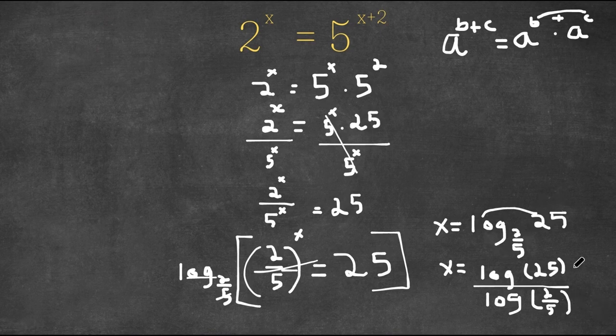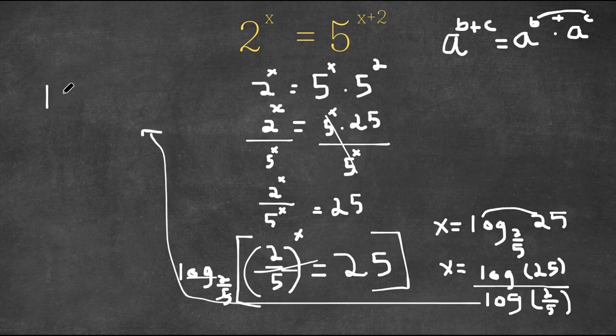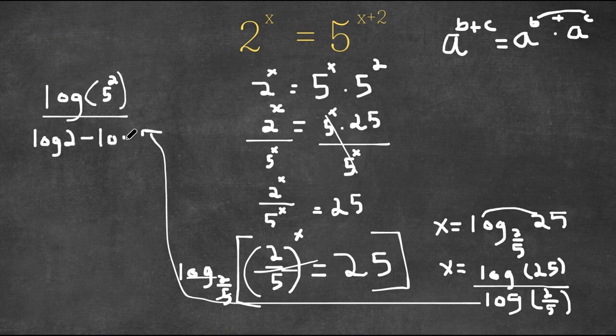So now this can be converted to log 5 squared, because we're simply changing the 25 to a 5 squared, over log 2 minus log 5. We remember, when we're subtracting logarithms, we divide. So we're simply just inversing that. So log 2 minus log 5.